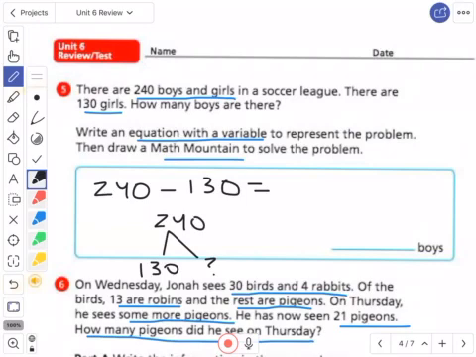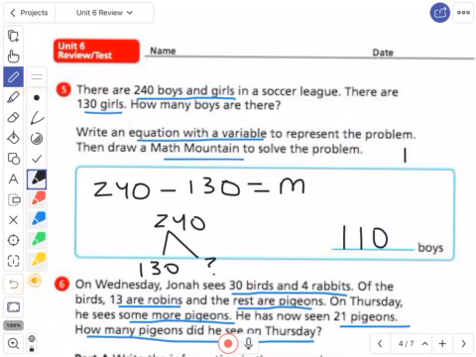equals, and then I need my variable, because write an equation with a variable, that equals my m then, because that's the part I don't know for sure. Okay, well then basically I'll just have to do 240 minus 130. Now I could set it up on top of each other if I needed to, or I could try to do it mentally, but I know that it is 110 boys.